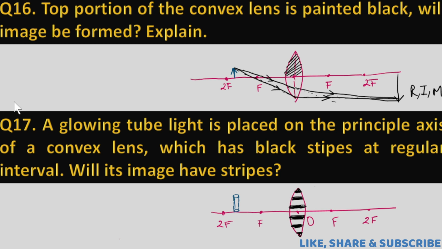Now the next question. Here is a glowing tube light. It is placed between f and 2f on the principal axis of a convex lens, and the convex lens has black stripes. The question is, will the image also have the stripes? Answer is no. And the reasoning: the image of the tube light will be formed beyond 2f. It will be real, inverted, and magnified. This image will not have stripes, and the reason lies in the answer to the previous question. Thank you.